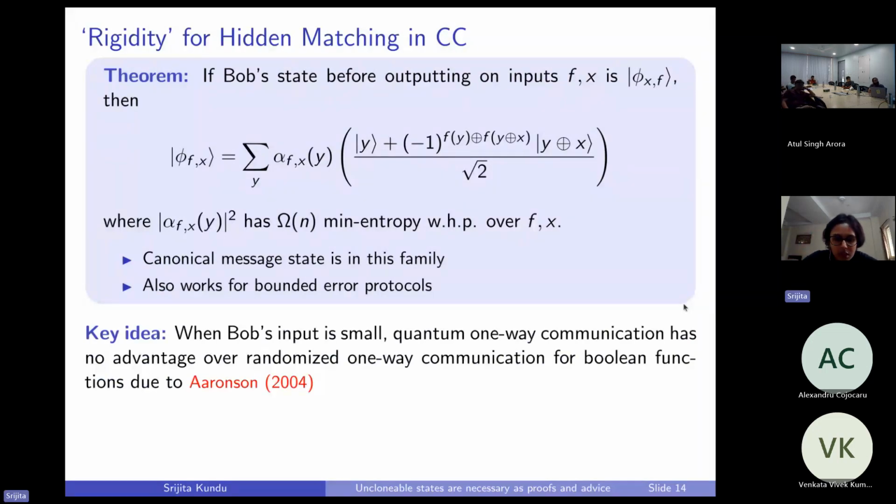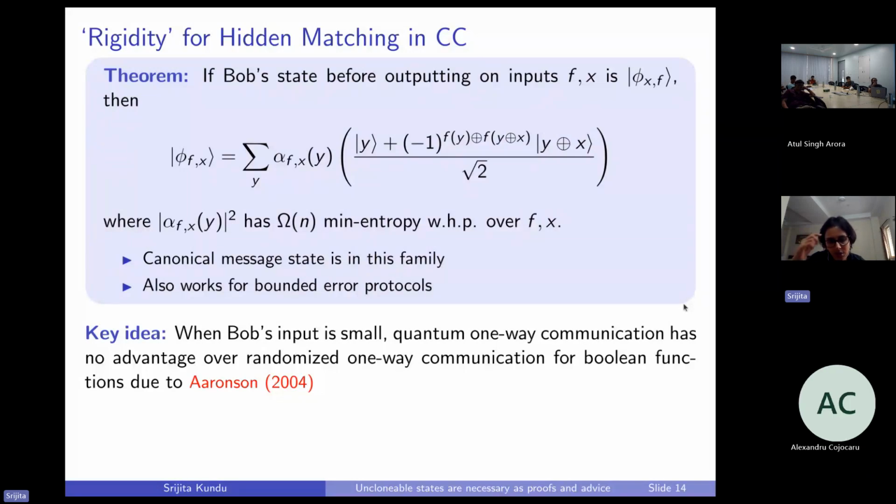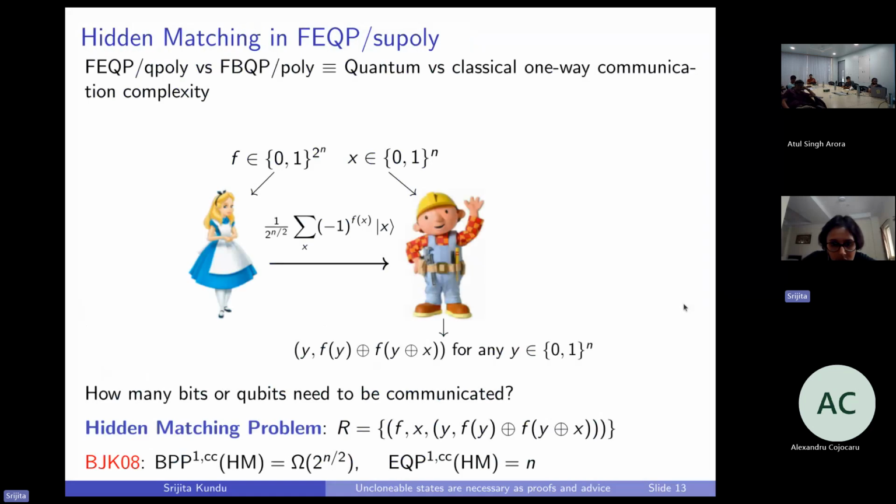And the key idea of this proof is that when Bob's input is small, so remember in hidden matching, Alice's input is a function and Bob's input is a string. Alice's input length here is 2 to the n, and Bob's input length here is n. And the quantum message from Alice to Bob is also n qubits. So in particular for this problem, if Bob were allowed to communicate to Alice, then the communication complexity would also be n. The catch here is that only Alice is allowed to communicate to Bob.